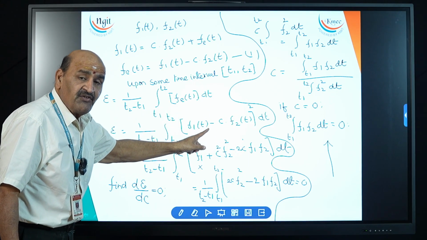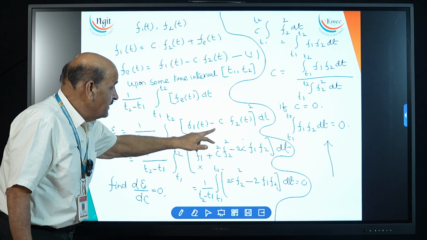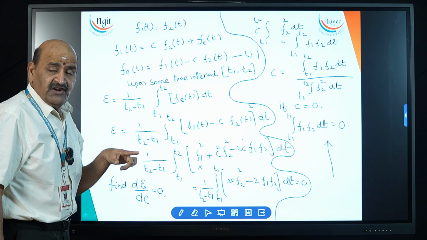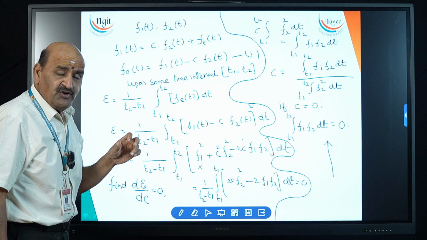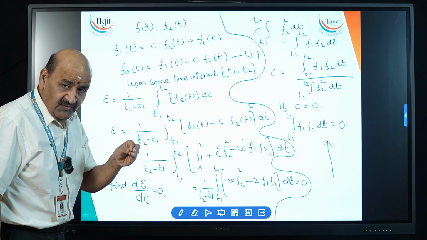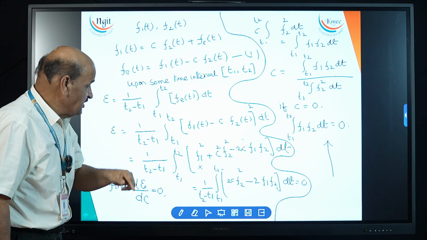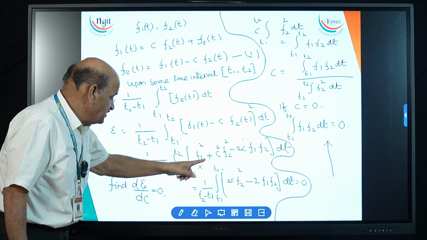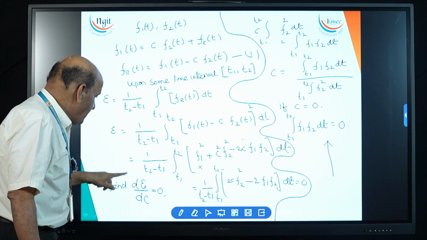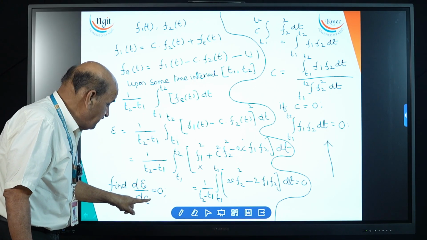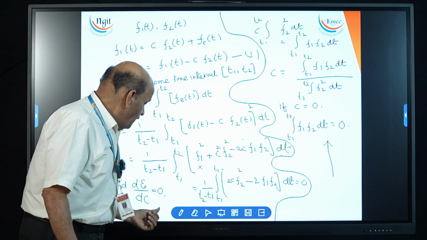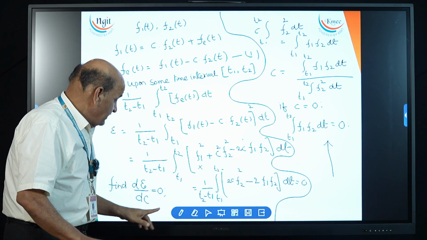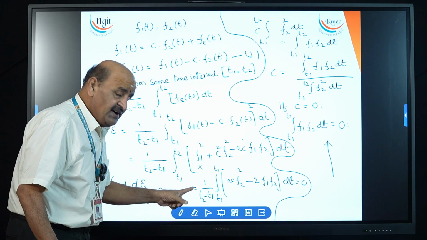Just expanding, it is of the form a minus b whole square, a square plus b square minus 2ab. Now, in differential calculus, to find the minimum value of a function, dy by dx should be equal to 0. Taking that formula into consideration, here we are differentiating with respect to this constant. That's why all of this is denoted by epsilon. So we differentiate epsilon with respect to the constant c and set it equal to 0. We are not integrating with respect to t, we are integrating with respect to c. That's why any term that doesn't contain c, this entire term, will become 0.